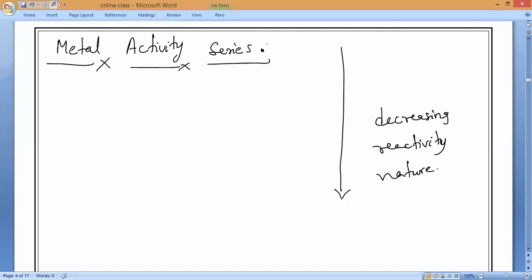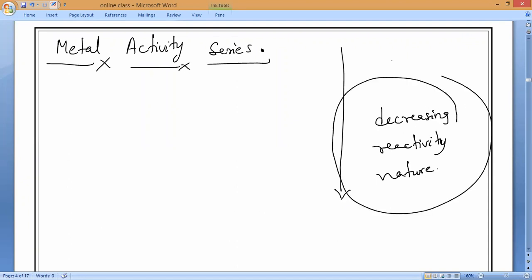So what is the definition of metal activity series? As I told you, it is the series of metals in which they have been arranged, vertically or horizontally? They have been arranged vertically in order of decreasing reactivity from top to bottom. So this is called the top and this is called the bottom. That is what is called the activity series or reactivity series.